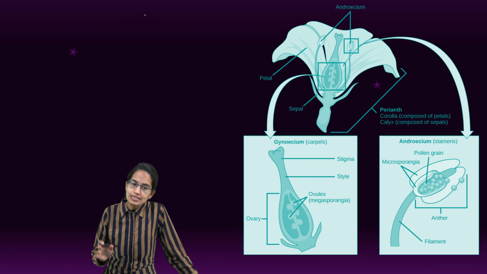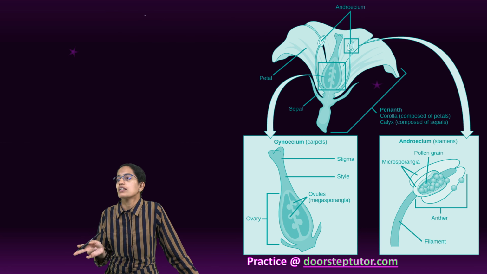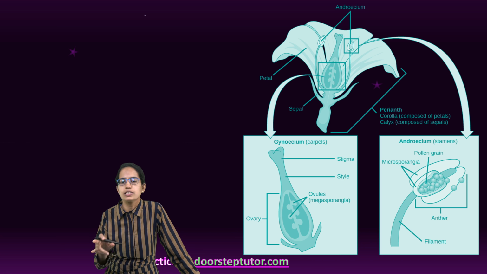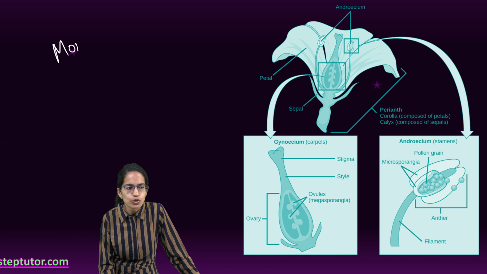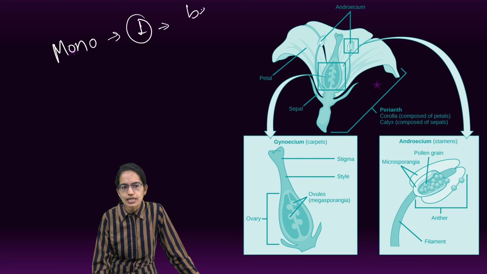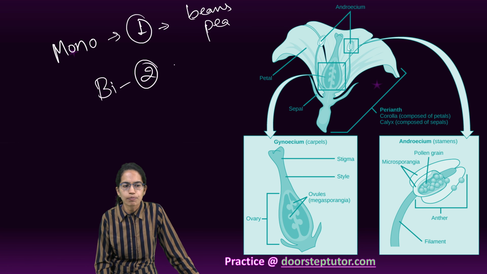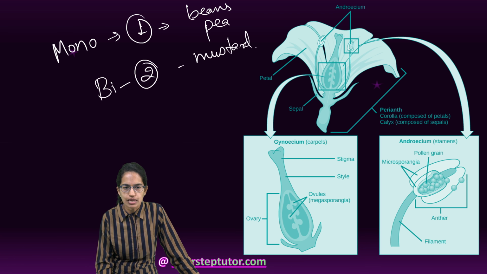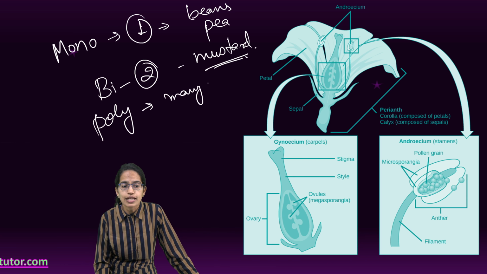Now, as we had seen for the stamen, it was monoadelphous, diadelphous, polyadelphous. The same works for the carpels. So we call it monocarpellary, which means a single carpel is present. Beans and pea flower are examples of monocarpellary. Bicarpellary means two carpels. Mustard is an example for the same. Polycarpellary means many carpels. Ladyfinger is an example for the same.